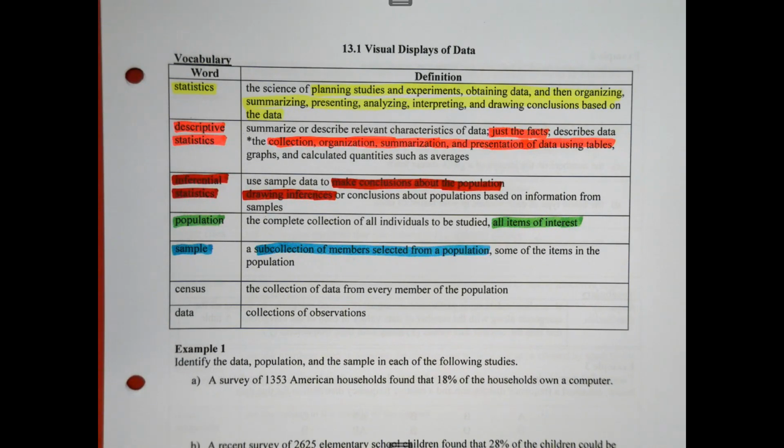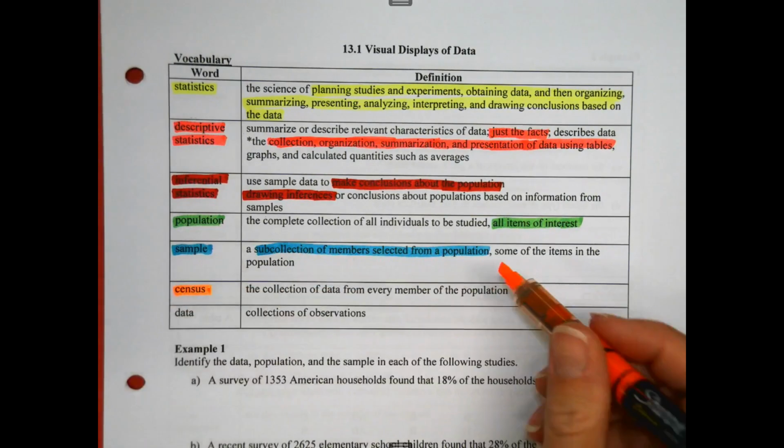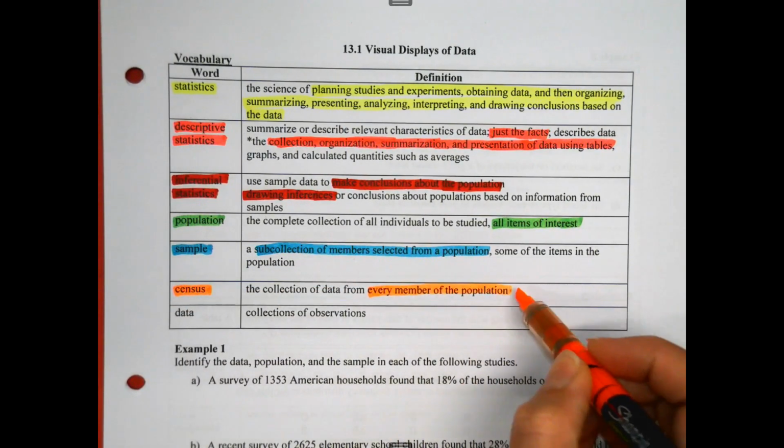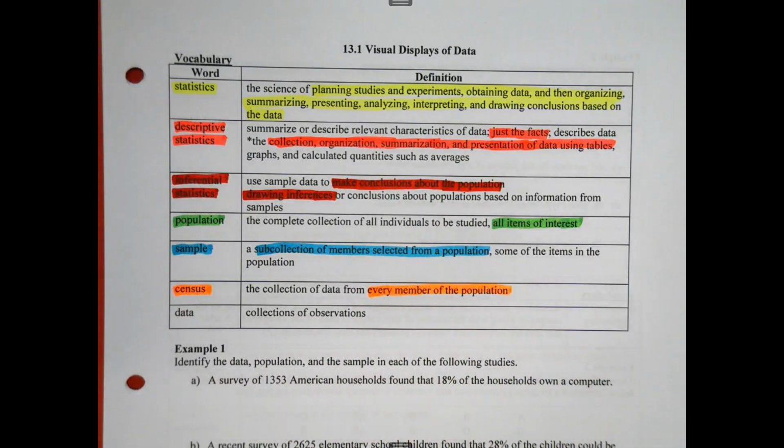A census is a collection of data from every member in the population. When we have large populations that we are looking at, it's very difficult to take a census. It can be very costly and very time-consuming. Censuses don't happen all that often. However, if we were going to look at just the students who are in this class, we could easily take a census because our population is very small.